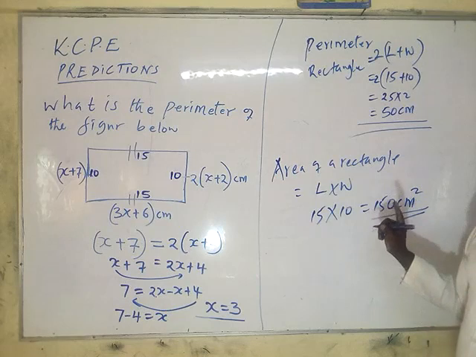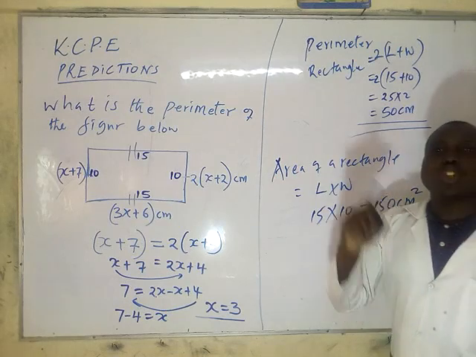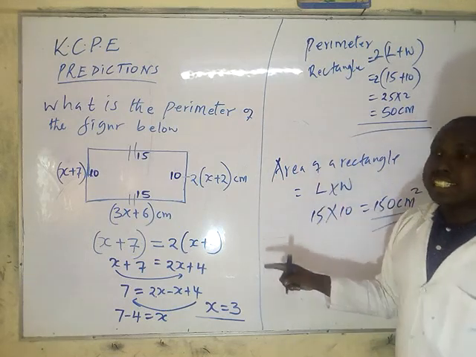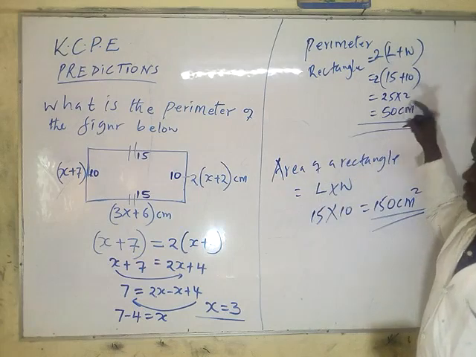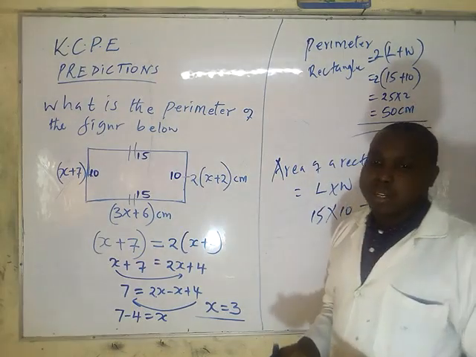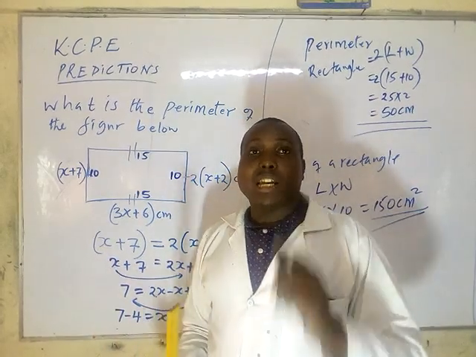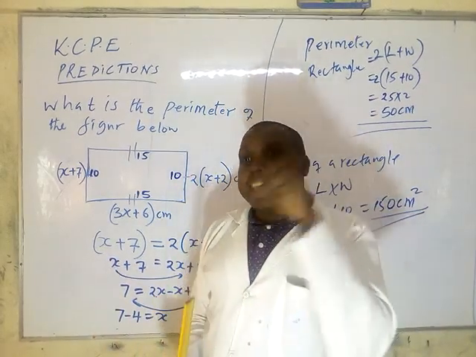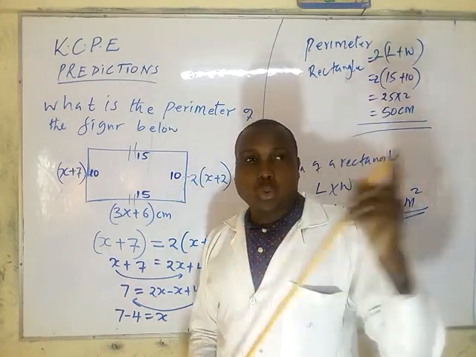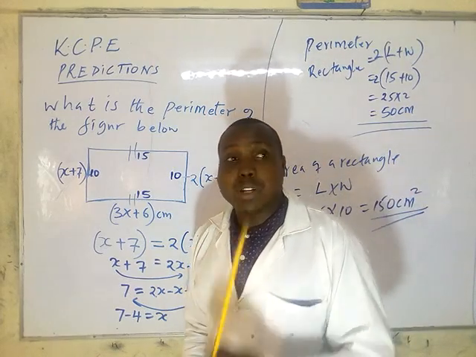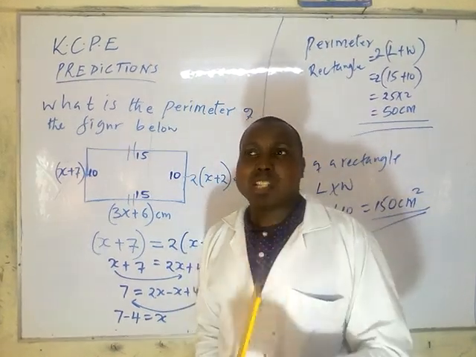Area is given in square. Volume is given in cubic. And then length is given in centimeters. So length is given in centimeters. Perimeter is given in centimeters. Circumference is given in centimeters. But area is given in centimeters square. Volume is given in cubic or centimeters cube.